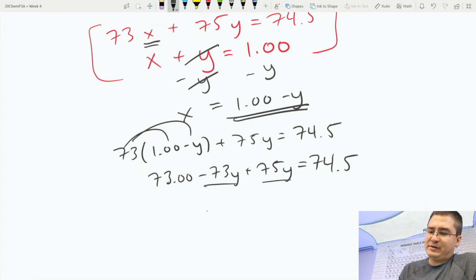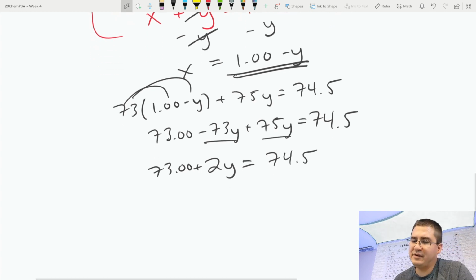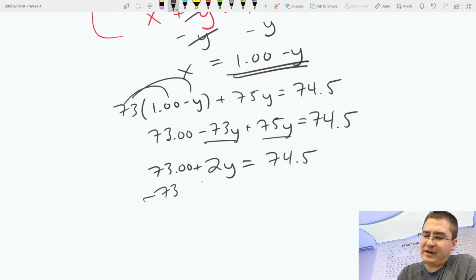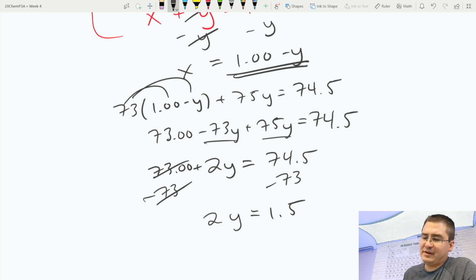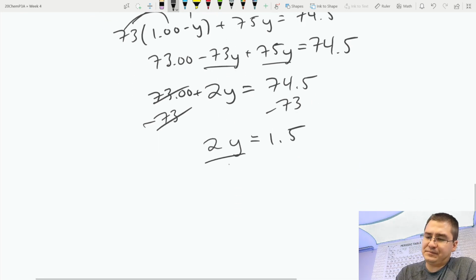Combine those, I get 2y plus 73.0 equals 74.5. So I can subtract 73. I get 2y equals, what is that, 1.5? Divide by 2. y equals 0.75.